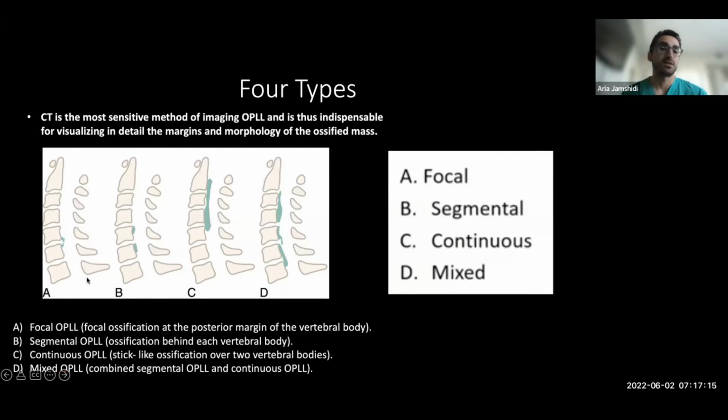And these are the 4 different subtypes of OPLL that I want to discuss. One is focal, meaning you have focal ossification at the posterior margin of the vertebral body. This is the segmental subtype, where you see ossification behind each vertebral body. This is the continuous, which is stick-like ossification. This can span multiple vertebral bodies, more than two, excuse me. And then this is mixed OPLL, where you have both segmental and continuous OPLL combined in the same patient.